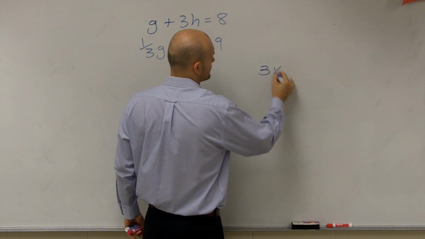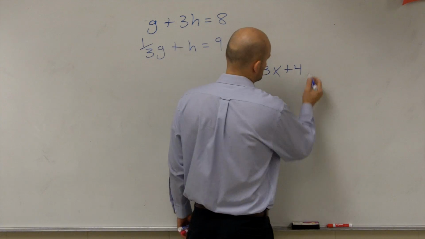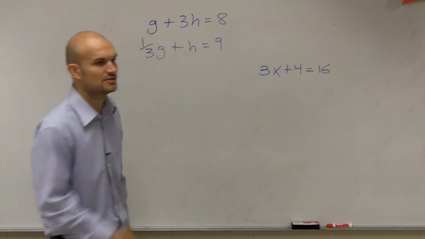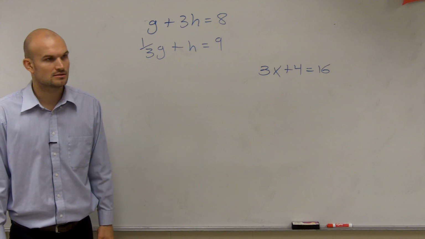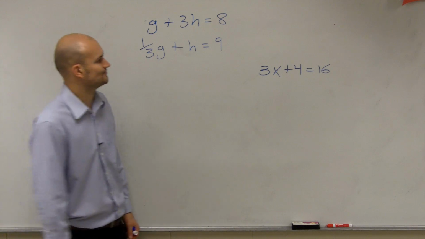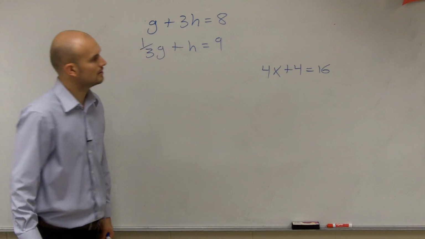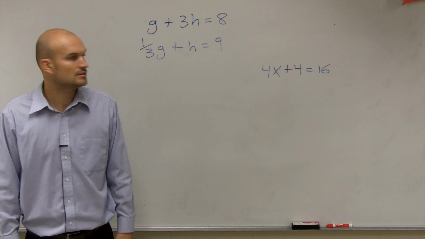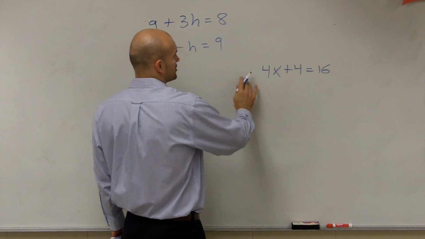Let's say I had 3x plus 4 equals 16. OK, everybody know what the answer is on this? Let's do it this way, though. Everybody know what the answer is? Yeah. What's the answer? 3. X equals 3, right? What about if I multiplied everything?